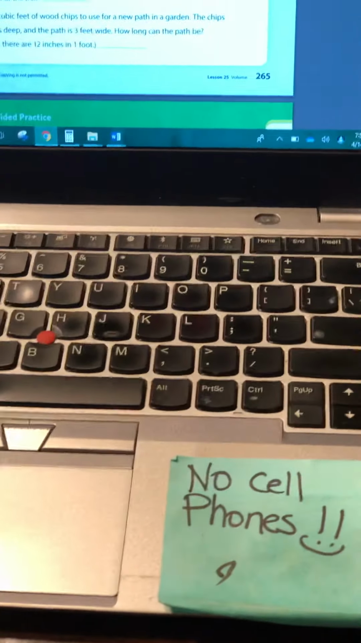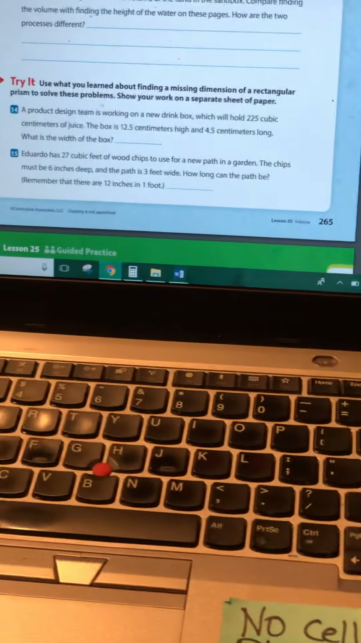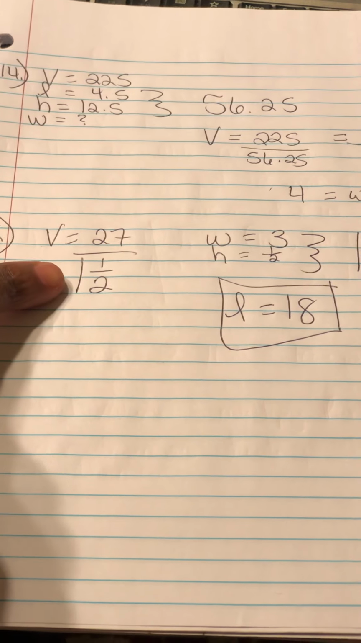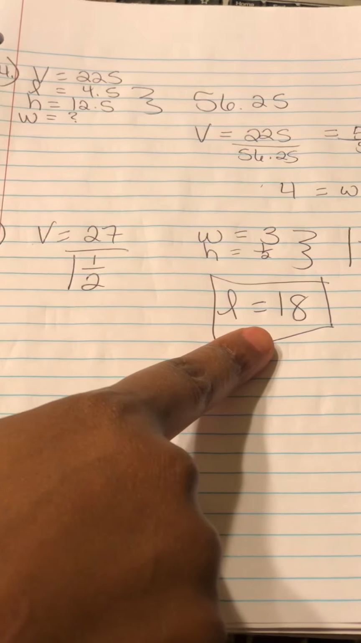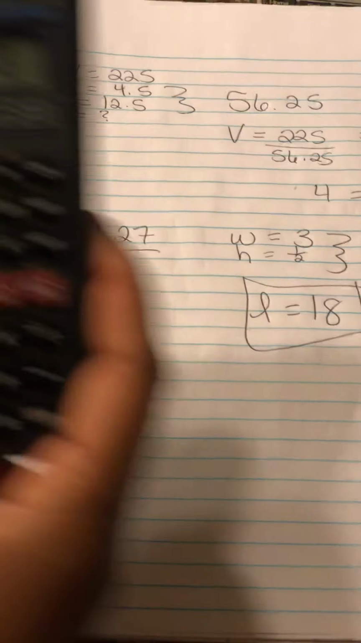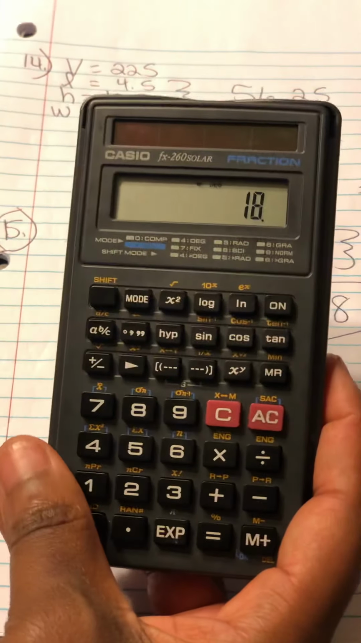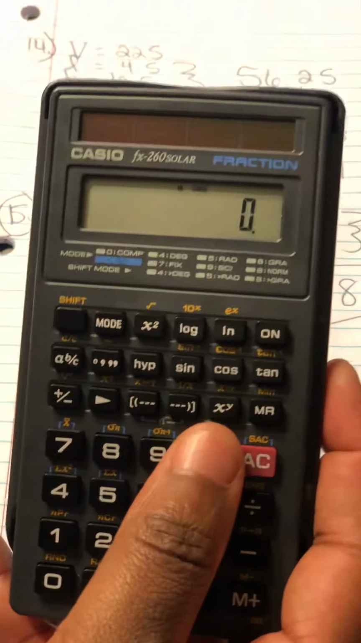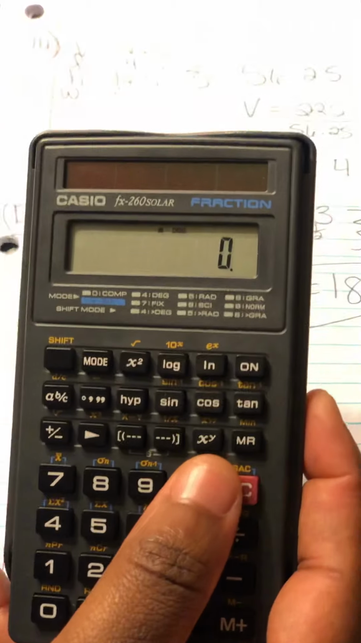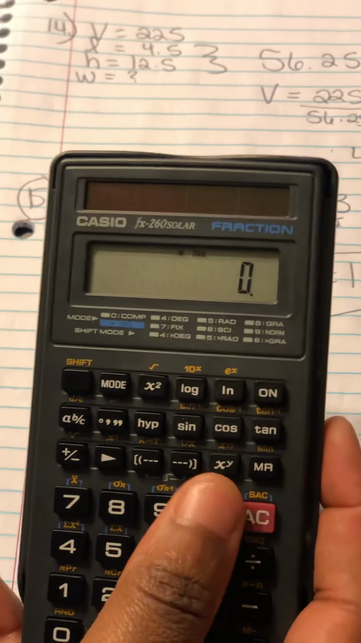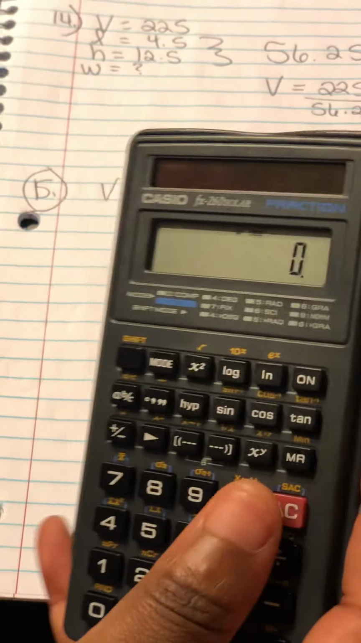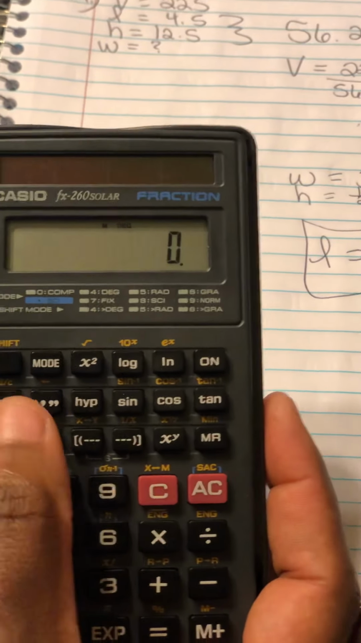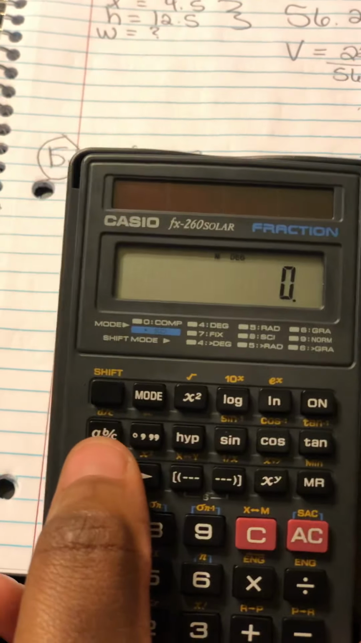Let me show you. All I did was 27 divided by 1.5, and I'm just setting it up as a fraction. 27 divided by 1.5, and you get 18. Remember, if you don't have a scientific calculator that has the fractions function on it, please feel free to use that online fraction calculator that I posted in my Google Classroom. It'll help just the same. Any scientific calculator will help because it has the fraction functions on it.